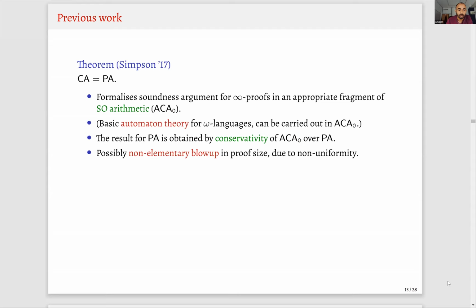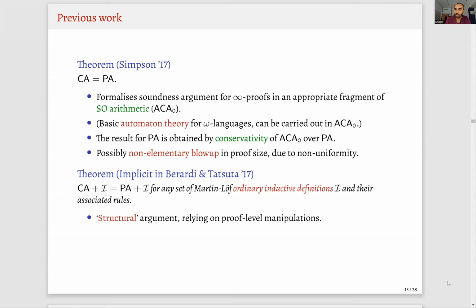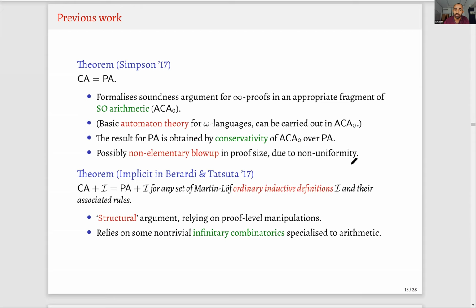Now, in the same year, there was this other work by Berardi and Tatsuta, which I'll rephrase the results of because it's more pertinent here. They were actually working in Brotherston and Simpson's setting of first-order logic with inductive definitions. They showed that, equipped with arithmetic, the cyclic system is simulated by the inductive system. Their argument is completely different. It's a structural argument in the sense that they work with low-level proof manipulations. That said, you still have a lot of the same infinitary combinatorics in play. That infinitary combinatorics, like versions of the Ramsey theorem, is hidden inside some of this basic automaton theory in the Simpson proof, which we know also relies on some infinitary combinatorics.